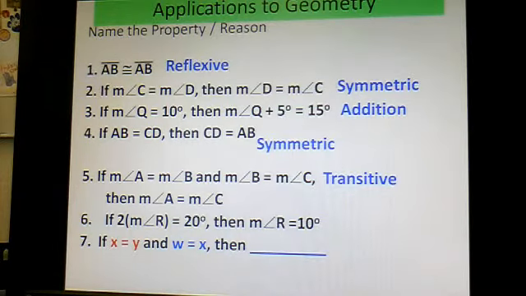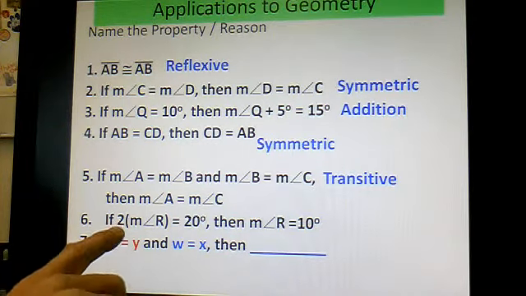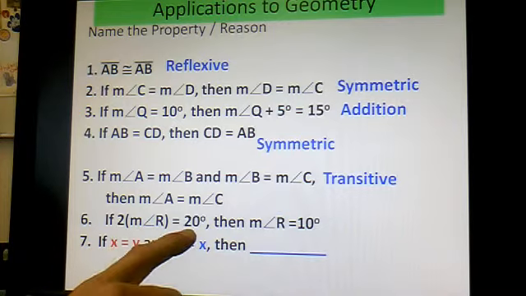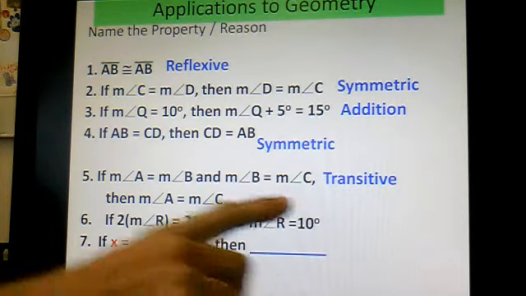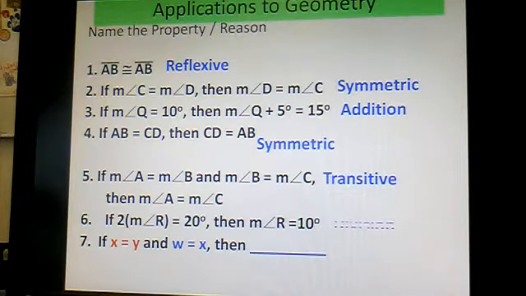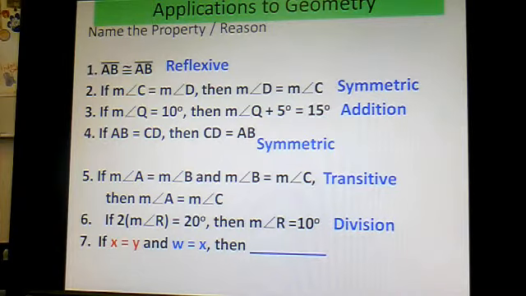Second to last one. 2 times the measure of angle R is equal to 20. Then the measure of angle R is equal to 10. Well, how did I get rid of that 2? Oh yeah, I divided. And the last statement is the one where you have to complete it, as well as give a reason on here. So it's sort of a double deal here.